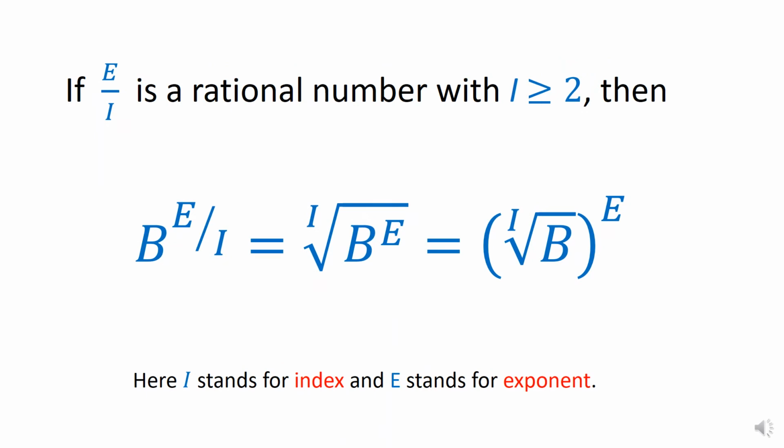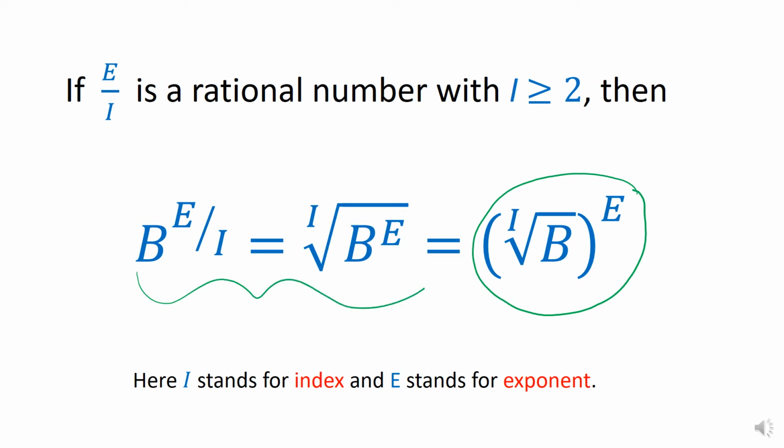If e over i is a rational number with i greater than or equal to 2, then b raised to the e over i is equal to the ith root of b to the e, or you can say the ith root of b all raised to the e. Now this form right here is really useful with computations, but this is going to be the more popular way that we're going to write it. i stands for index and e for exponent.